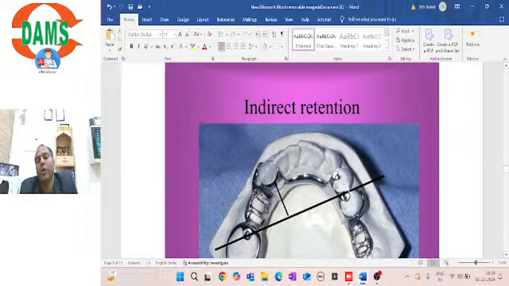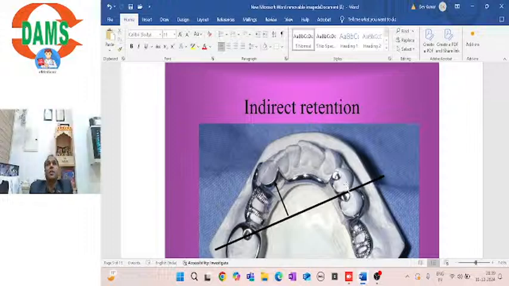So let me also tell you regarding the steps of the cast partial denture, the laboratory steps. As the patient comes to you, you first make an impression and pour the diagnostic cast. After pouring the diagnostic cast, the first step is surveying. You do it on a surveyor or a parallelometer. It was given by AJ Fortunati.